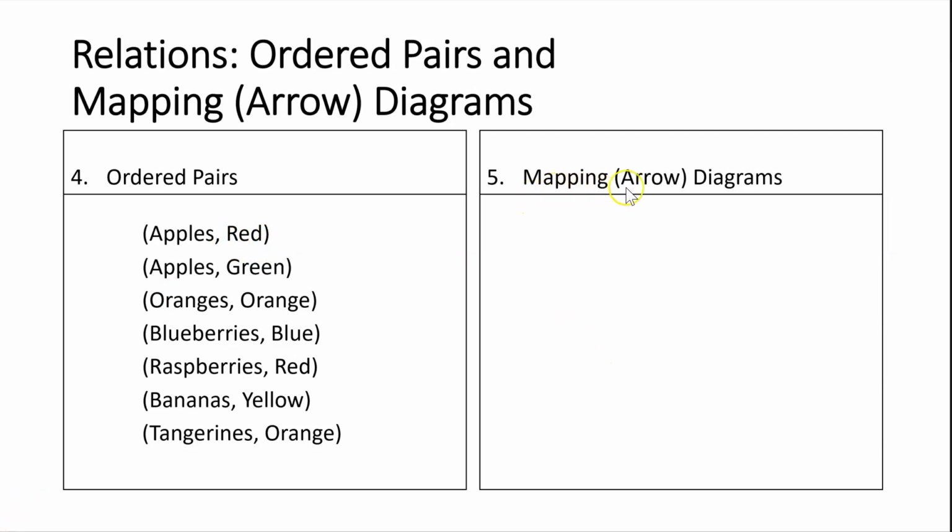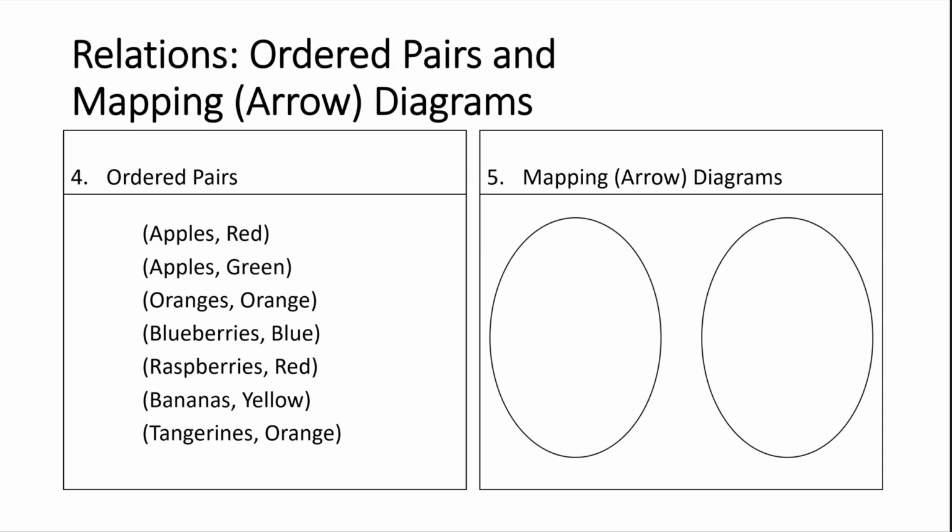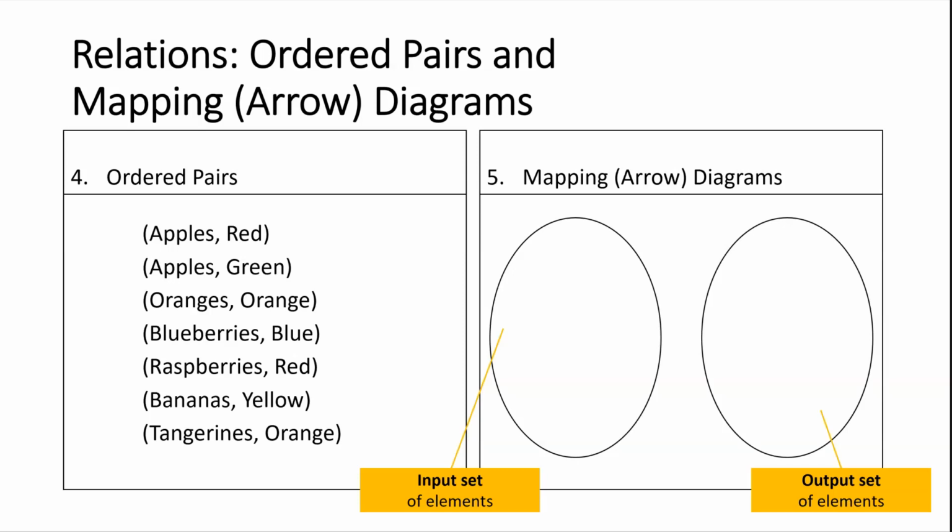For mapping diagrams, also called arrow diagrams, you'll see why shortly, what we'll do is we'll draw two sets of ovals, one on the left and one on the right side. On the left side will be your input set of elements. On the right side, you'll have your output set of elements. And when you fill out the left and the right ovals, what you'll do is you'll list the elements of the input set in alphabetical order, that's on the left, and list the output set in alphabetical order, that would be on the right. And then you draw arrows to show the association between each variable.